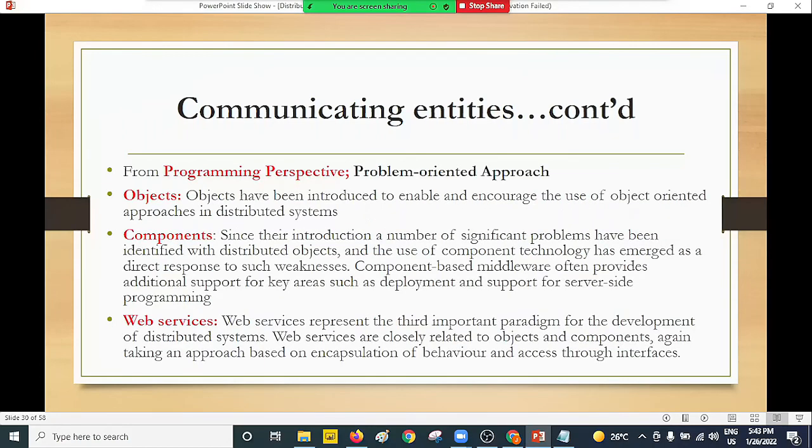All right, from the programming perspective, for those who are good programmers, we need to understand how to program the various objects so that they can communicate effectively with one another. As I mentioned, we have the components. We can also have the interfaces that provide these particular services, such as web services and so on. So from the programming perspective, we can provide a problem-oriented approach.